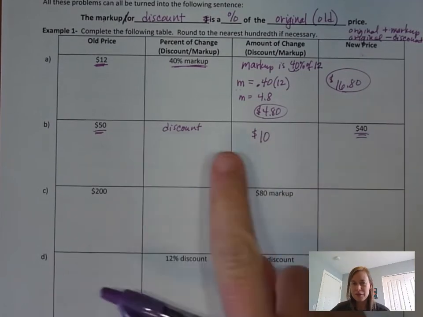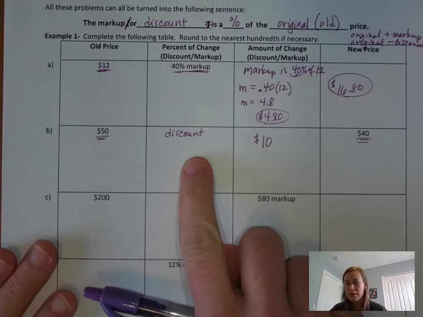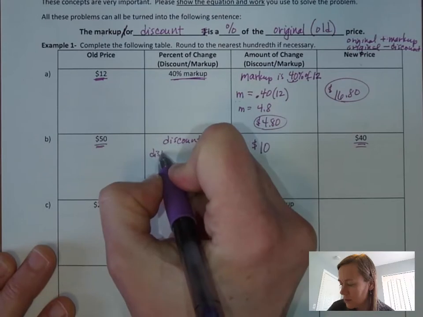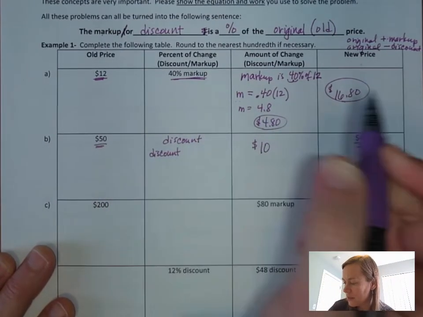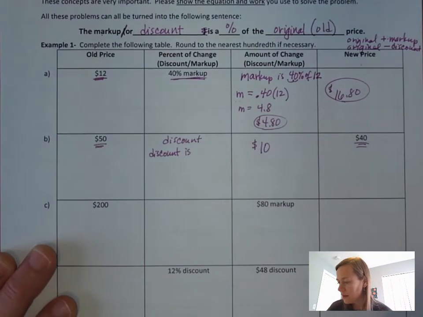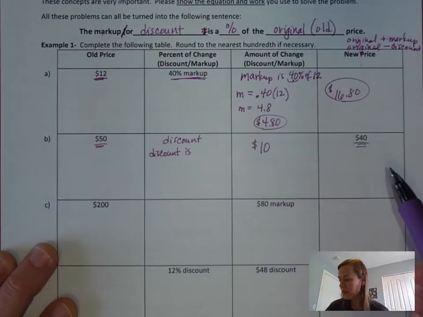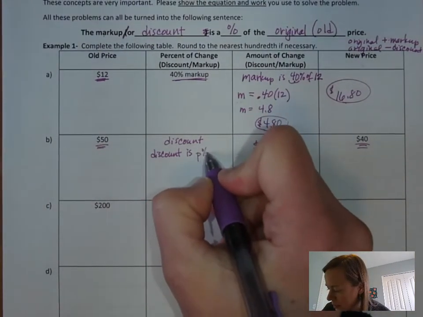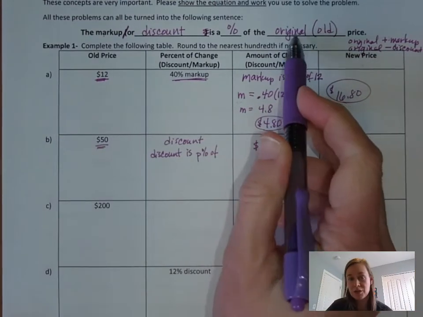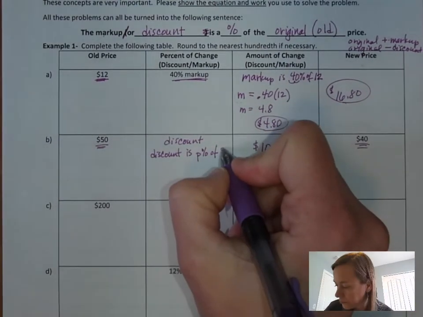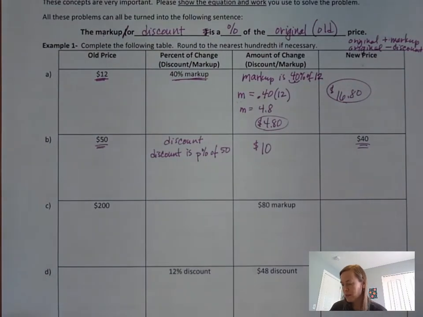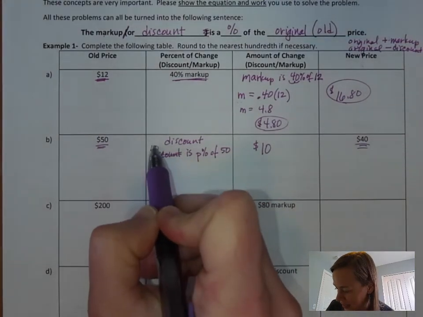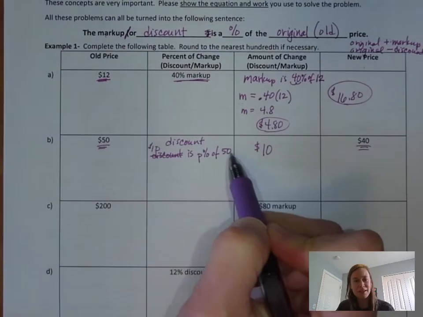So now we have all the bits of information except the percentage. So let's use our sentence again, the markup or discount. In this case, it's a discount. So I'm going to write it as a sentence. So the discount is a percentage. Do we have the percentage here? No, that's the piece of information we're looking for. So the discount is P% of the original price, which is 50. Okay. And you know what? Instead of writing discount, I should have written a 10. That slipped by me. So let's just cross that out and say $10 is P% of 50.